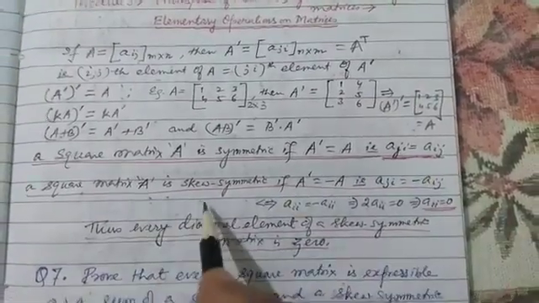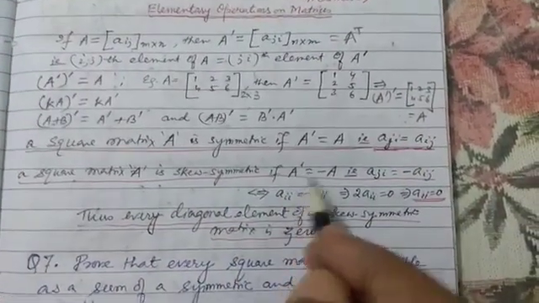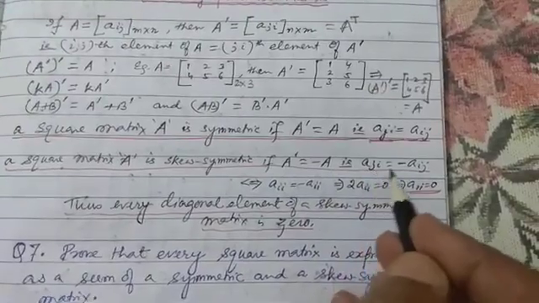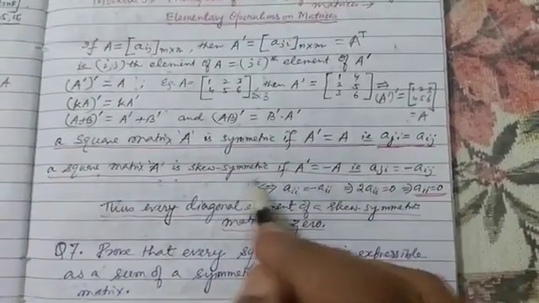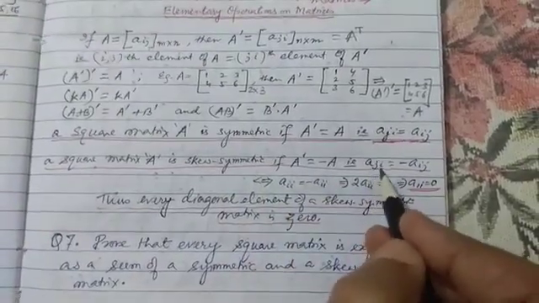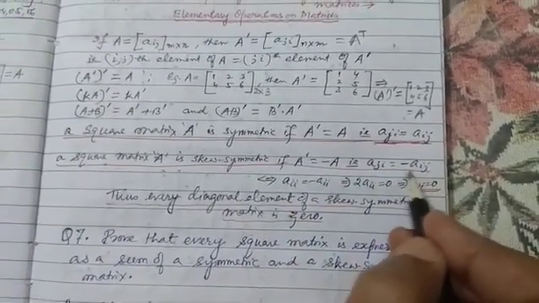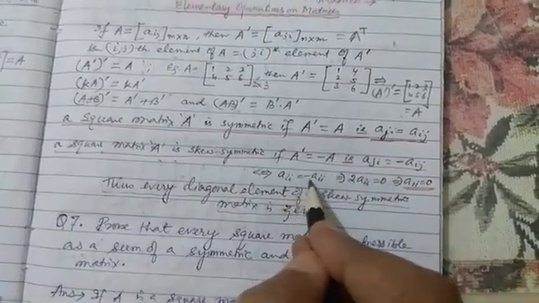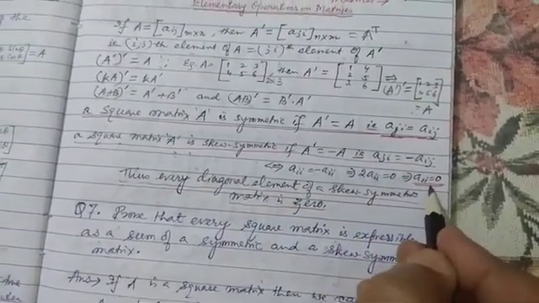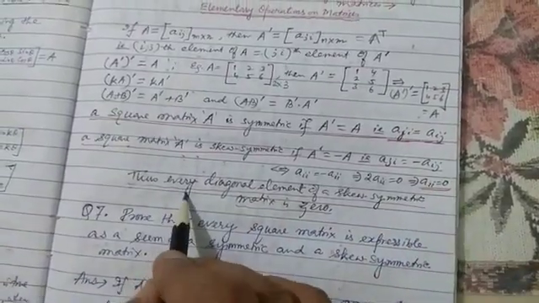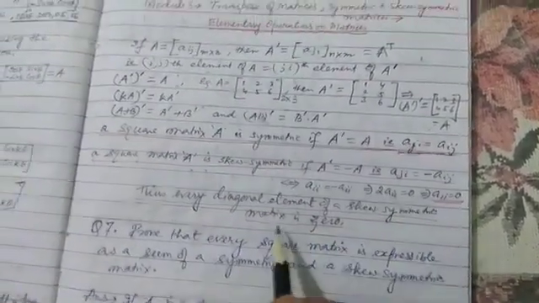And what is skew symmetric? If A transpose is equal to minus A, that means a_ji is equal to minus a_ij, then it is called skew symmetric. Now if I write a_ii is equal to minus a_ii, this will go this side, 2a_ii is 0, so a_ii is equal to 0. So we reach the result that every diagonal element of a skew symmetric matrix is always 0.